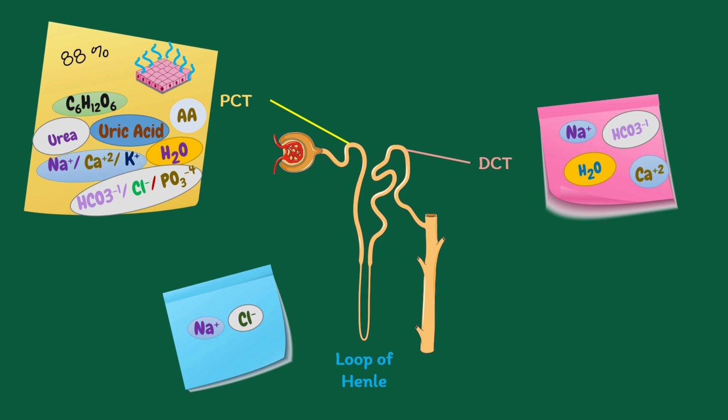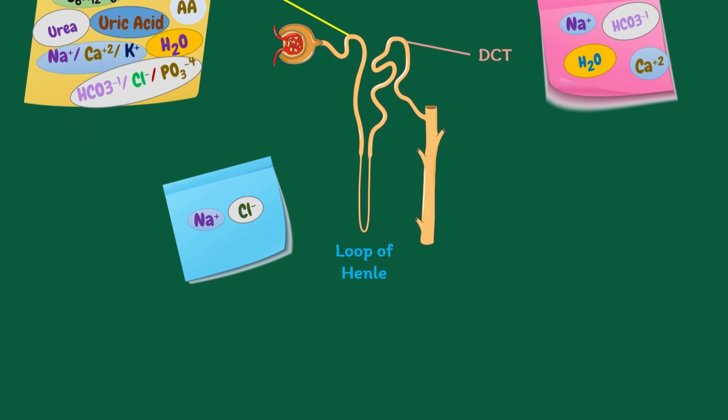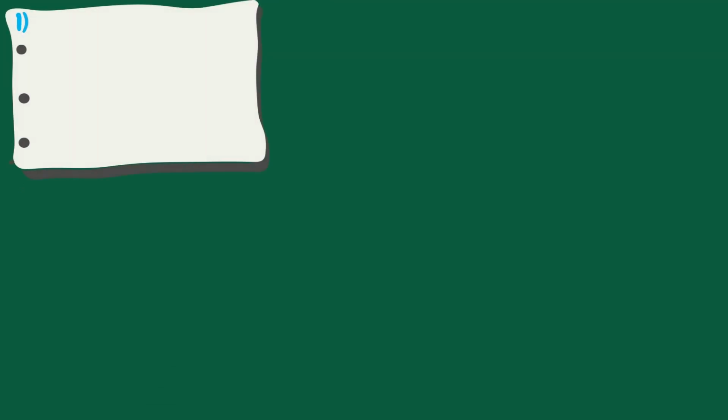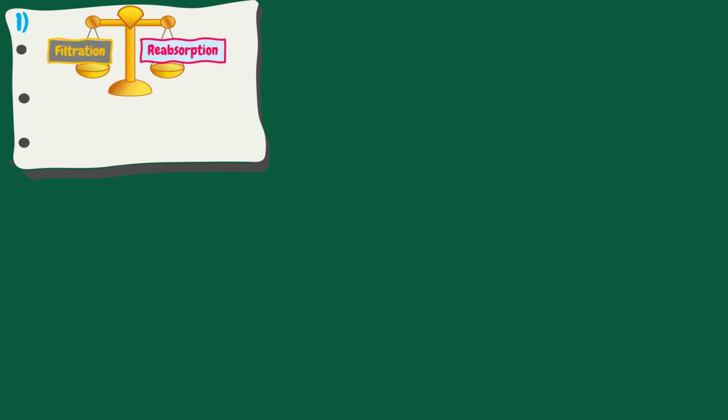Now, moving towards the regulation of tubular reabsorption. Tubular reabsorption is regulated by three factors. First is the glomerulotubular balance. Second are the hormonal factors, while third are the nervous factors. Let's discuss the glomerulotubular balance. Glomerulotubular balance is the balance between the filtration and reabsorption of solutes and water in the kidney.